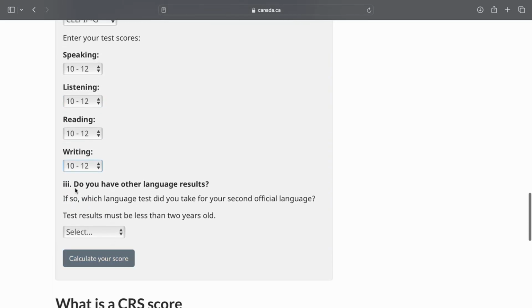Next is, do you have results for a second official language? This is where French comes in because this is the second official language in Canada. If you've taken a French test or have French proficiency, it can boost your score. But for this example, we will select no.